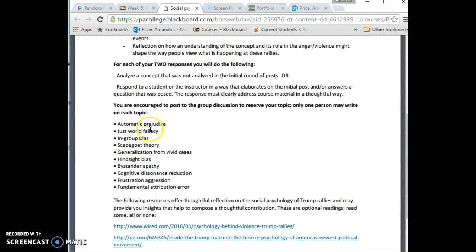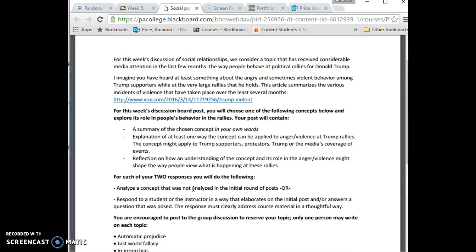And then what I'd like you to do is choose one of these concepts. As we've done before, you can reserve the concept. And then in your post, you will be summarizing the concept. Make sure you don't forget that. And then explain how it applies to something going on with the Trump rallies. Thinking about it, you can talk about the supporters, the protesters, Trump himself, and even the media, the way that the media is covering the event.